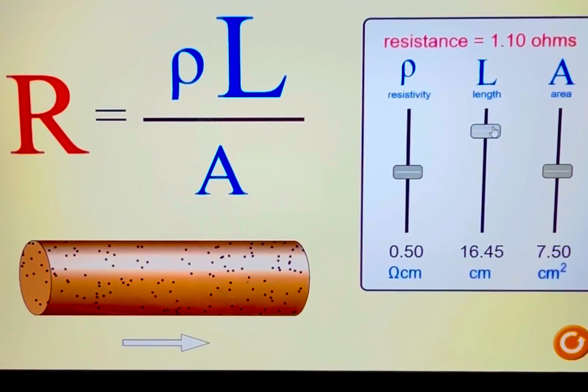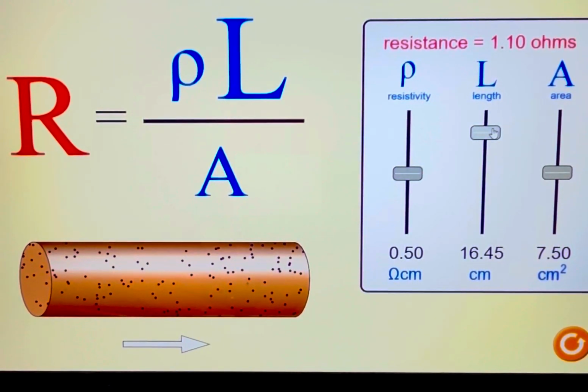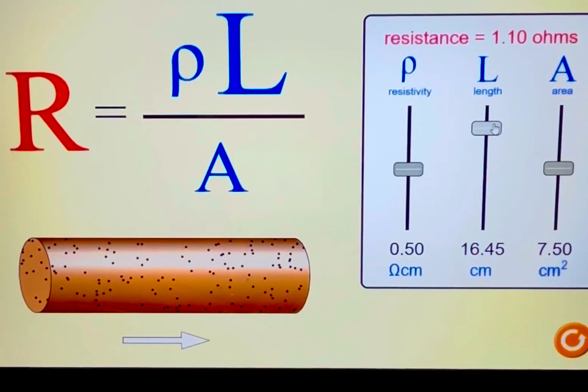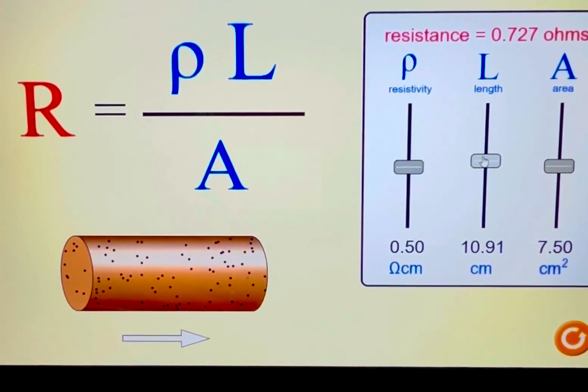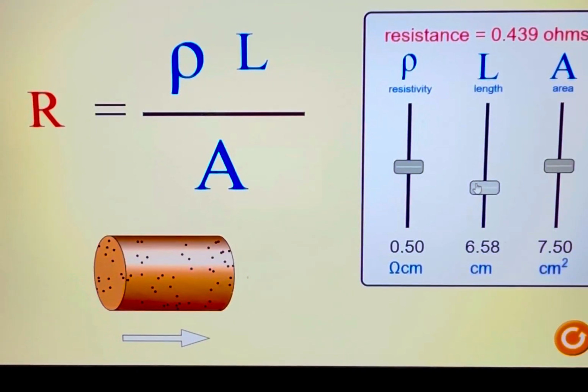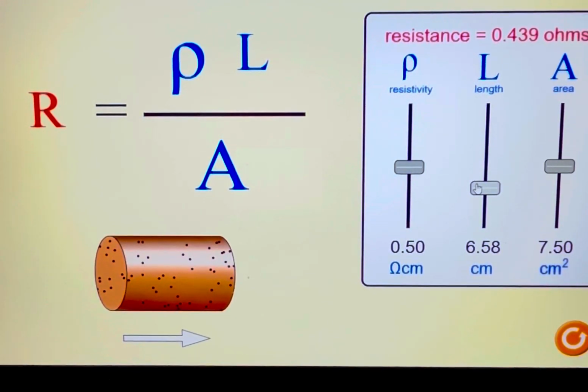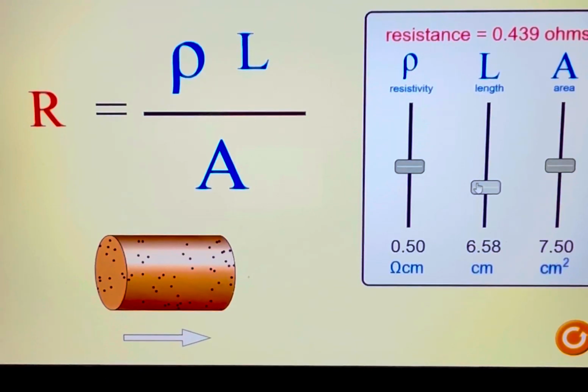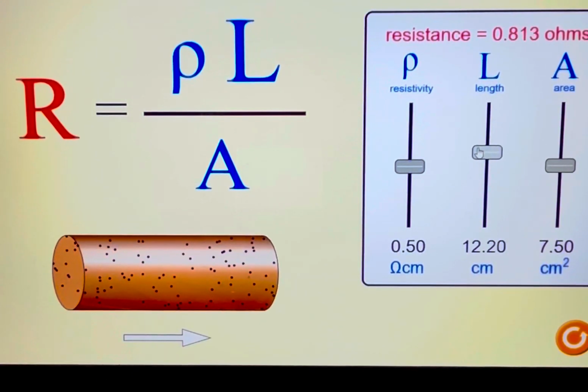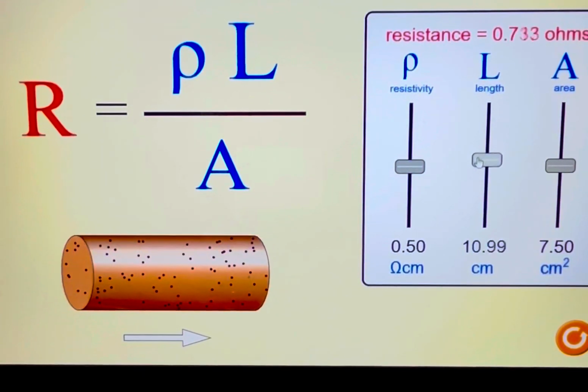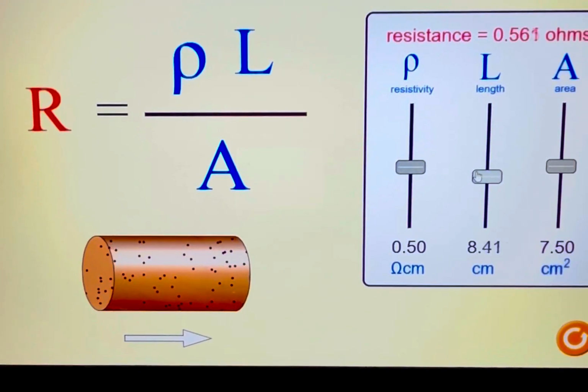See, as we are increasing the length, the resistance is also increasing. Now if I am decreasing the length, the resistance is also decreasing, because the electron has to experience less collision because the length is less. More length, more resistance. Less length, less resistance.